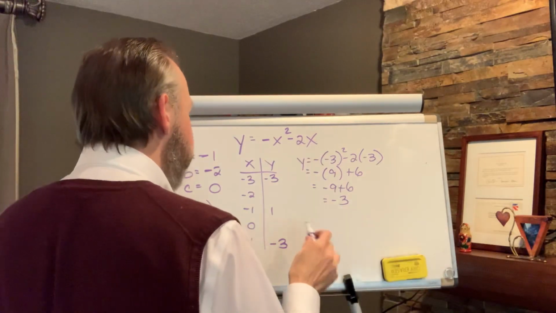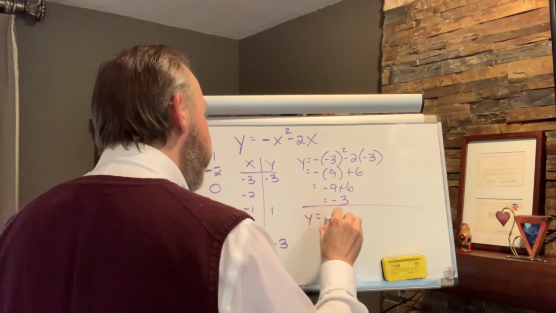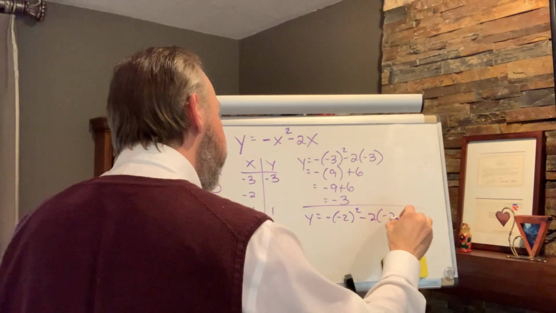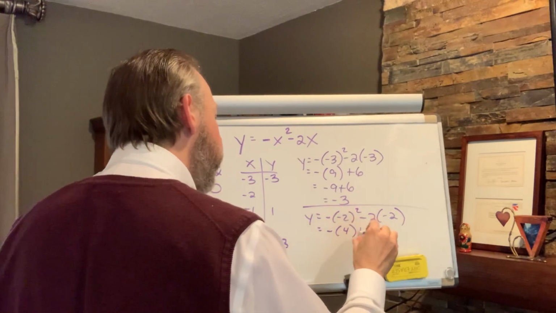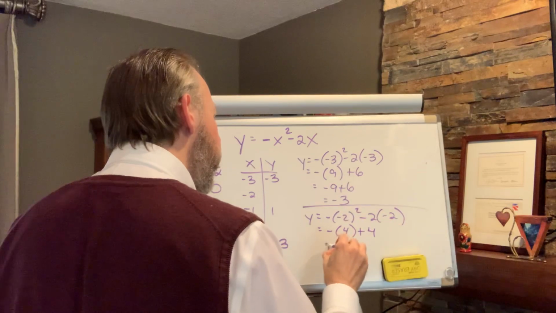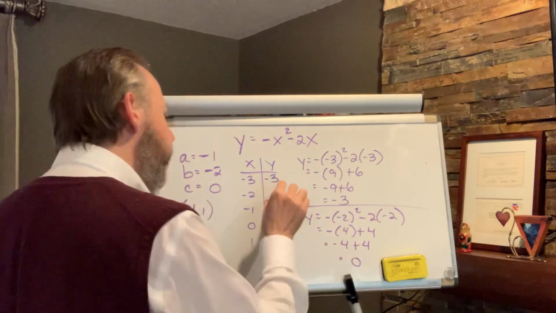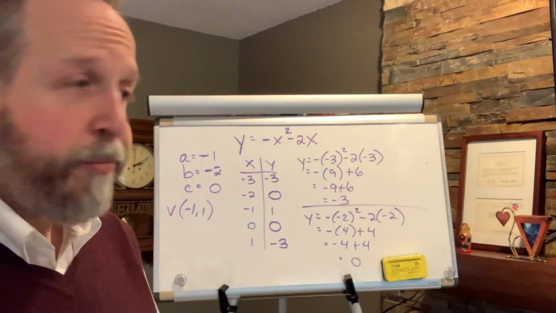And now I'm also going to do the -2. So negative parenthesis, -2 squared minus 2 parenthesis, -2. That's negative parenthesis 4 plus 4. That's -4 plus 4. Well, that's 0. So I get a 0 here and there because it's symmetric about the vertex.